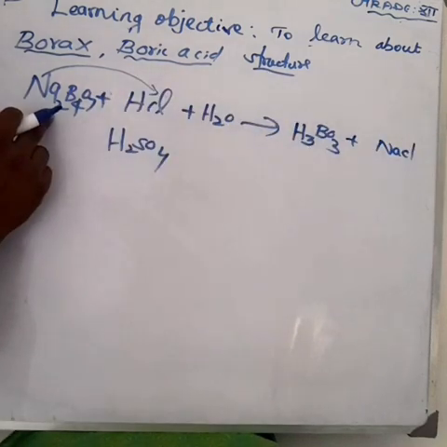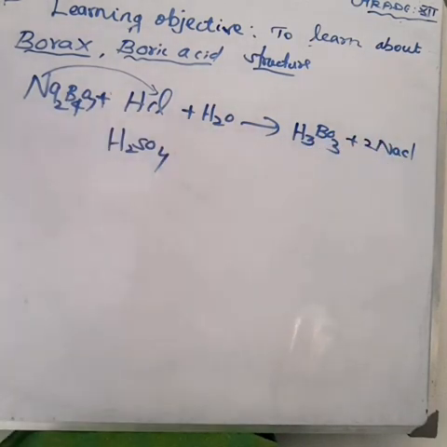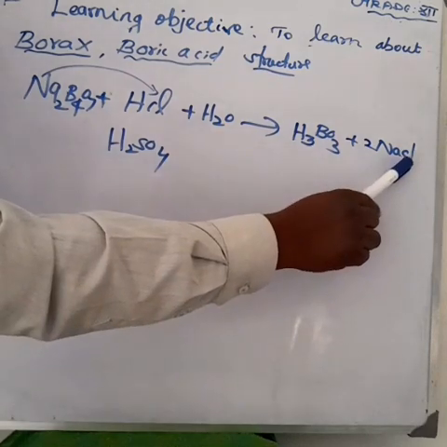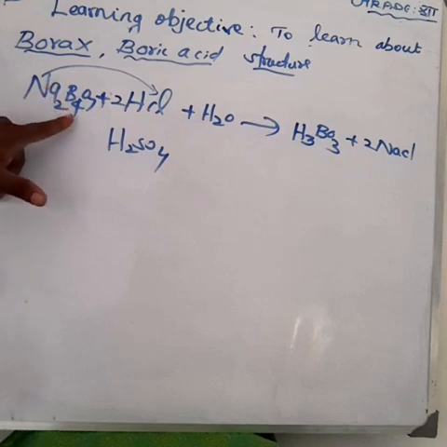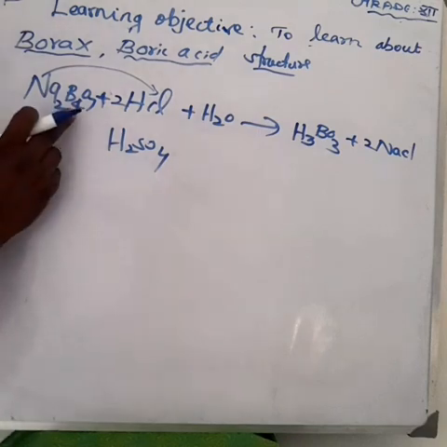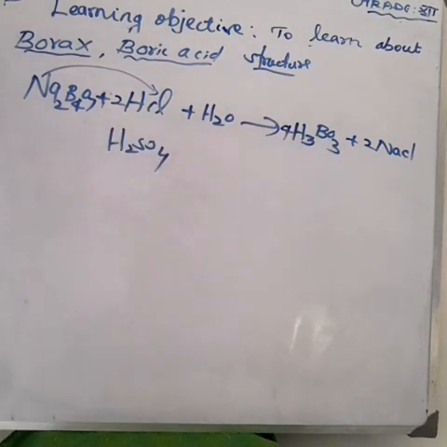How much sodium is there, my dear children? 2 sodium, am I right? So make it 2 here. Now sodium is balanced. What about the chlorine? Chlorine also having 2, so make it 2 here. Now chlorine is also balanced. Yes or no, my dear children? Next, boron: 4 boron. So make it 4 here. So this is also balanced.